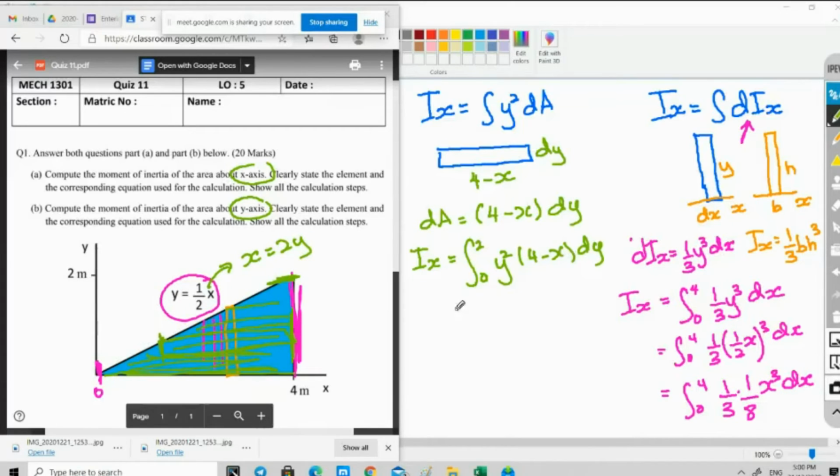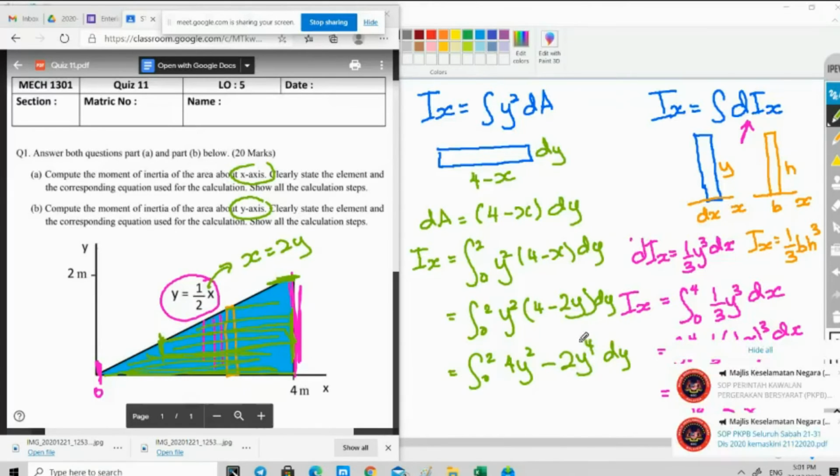So if you plug inside here, you get from 0 to 2 y square, 4 minus x becomes 2y, so (4 minus 2y) dy. If you expand this, you get from 0 to 2, 4y squared minus 2y to the power 4 dy. And the rest is just calculation, where you get 4 times y to the power of 3 over 3, minus 2y to the power of 5 over 5.